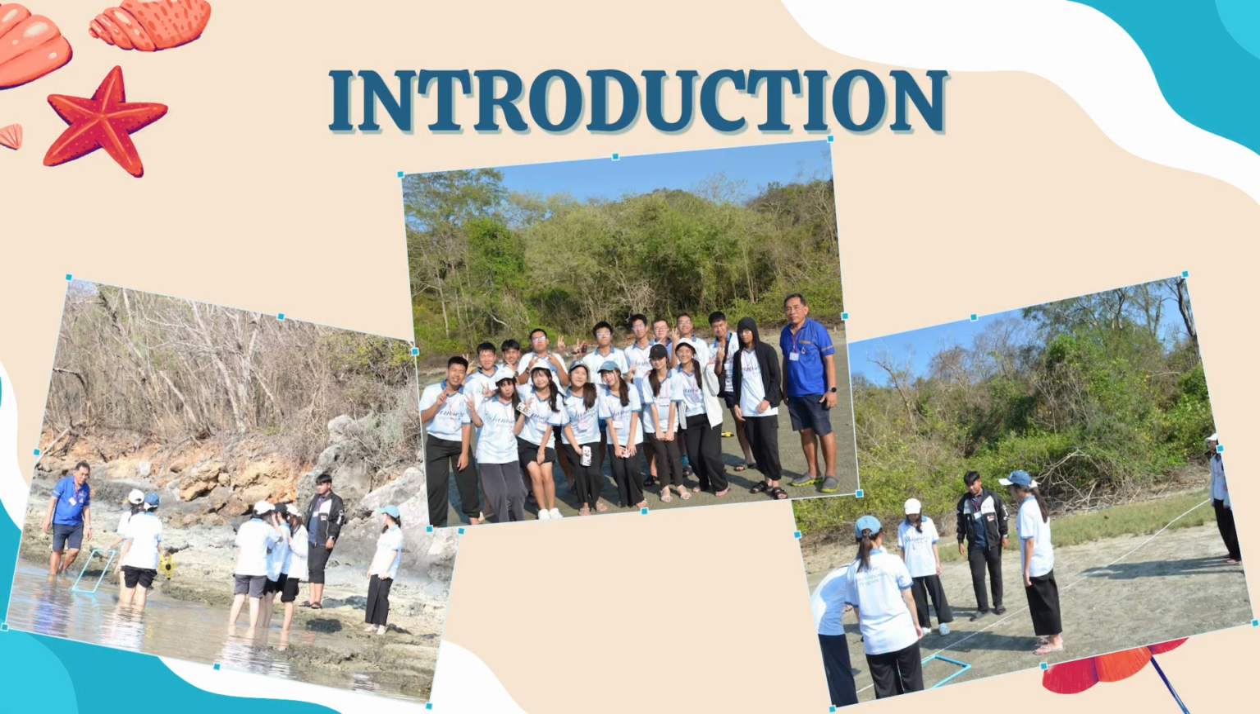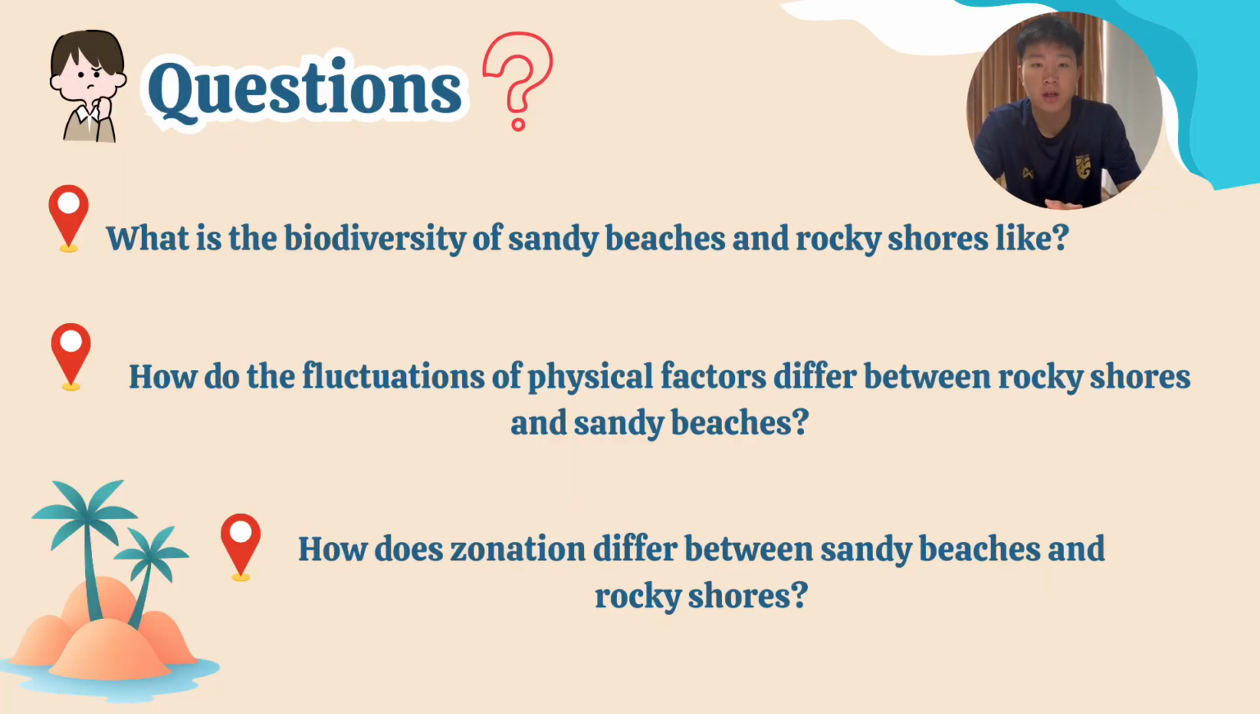In this presentation, we will explore the history of Ao Manao and discuss how past conflicts may have influenced the biodiversity in this area. And here are the questions. What does the biodiversity of sandy beach and rocky shores look like? How do the fluctuations of physical factors differ between rocky shores and sandy beach? And how does zonation differ between sandy beach and rocky shores? Well, let's find out the answer together.